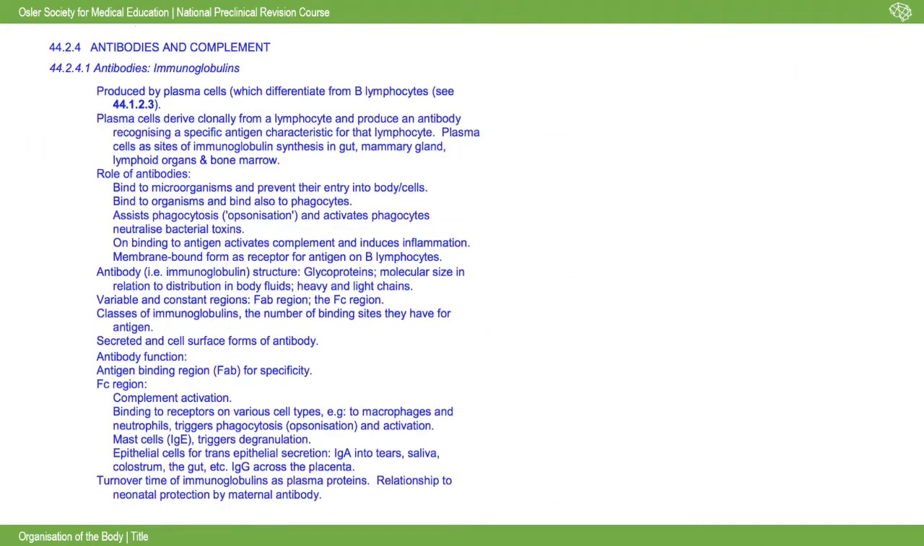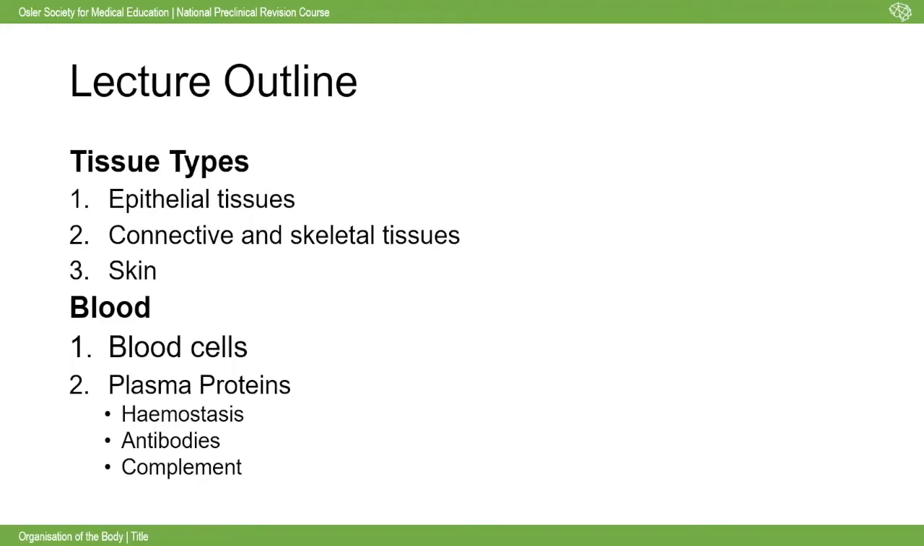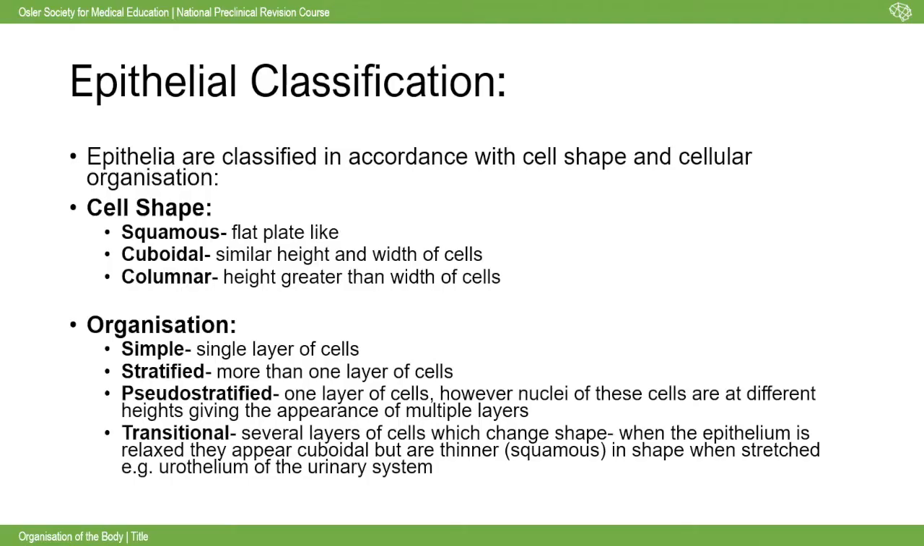So looking now at our lecture outline, as I said, this is how we're going to work through this content. So looking first at epithelia then. What are epithelia? Epithelia are essentially continuous sheets of cells, one or more layers thick, that cover exterior surfaces of the body, line internal closed cavities and body tubes, which communicate with the outside environment. So with this in mind, we want to classify our epithelia in accordance with both cell shape and organization, and this allows us to better understand their function.